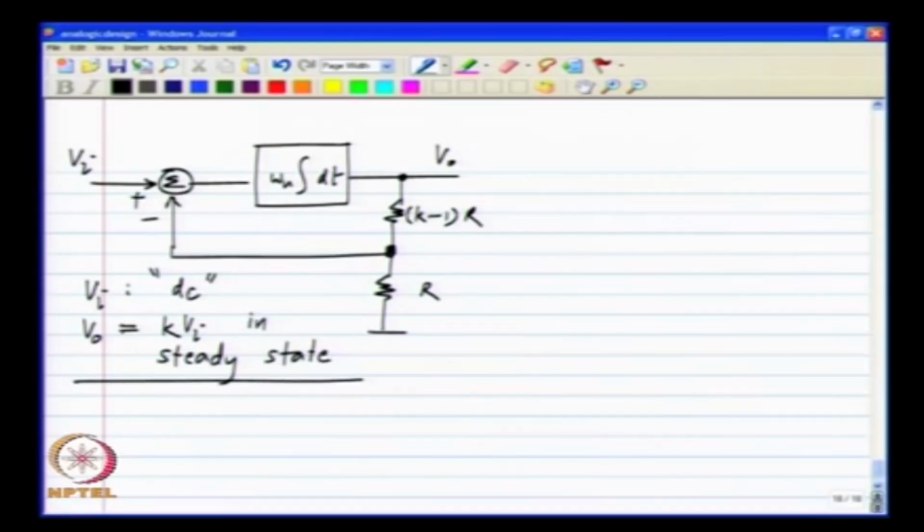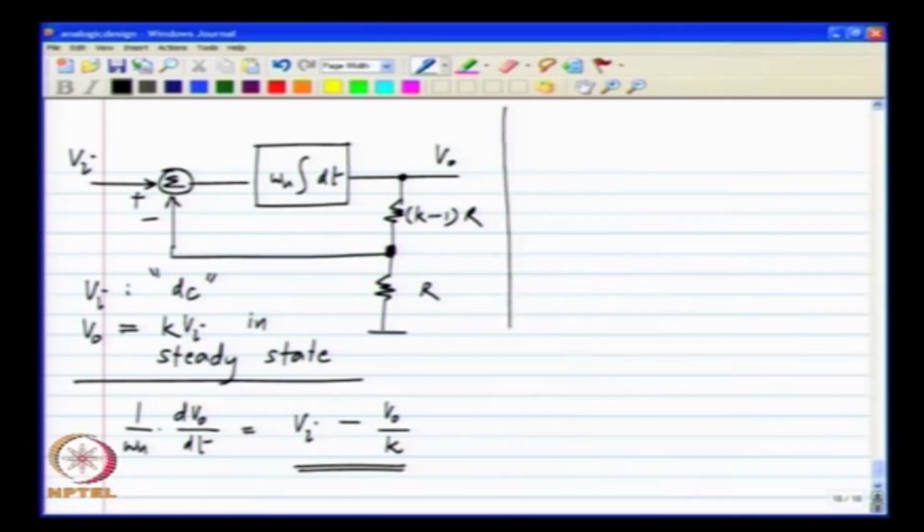Okay. We also saw that the differential equation governing the system is a first order differential equation, and you can clearly see that the steady state solution, that is when the derivative of V naught is 0, V naught equals k times V I. And just to relate this to something you already know, the differential equation is the same as what you would see in a first order RC filter.